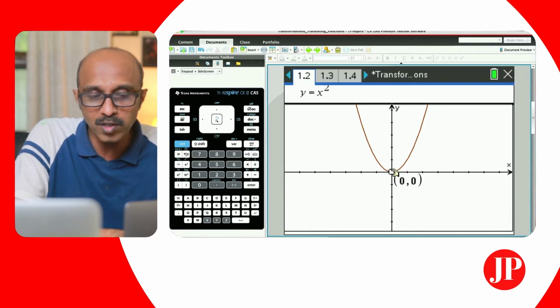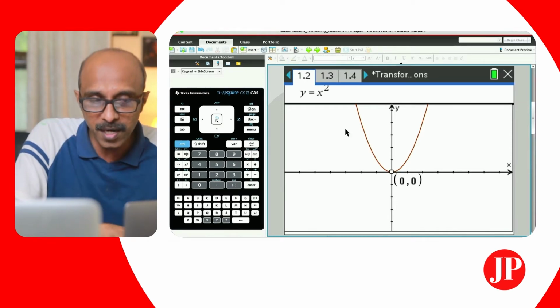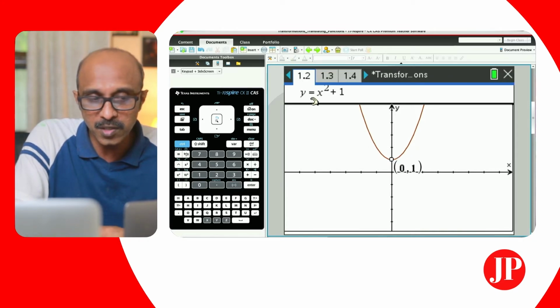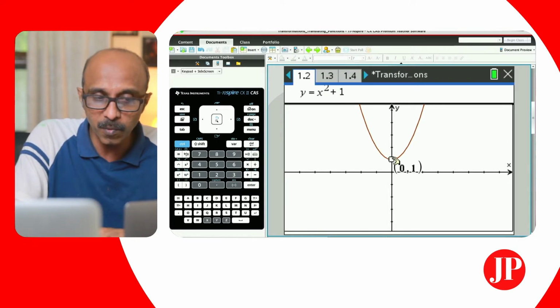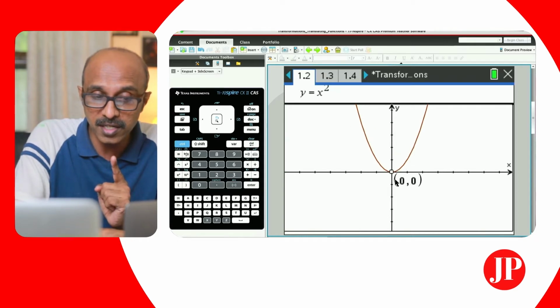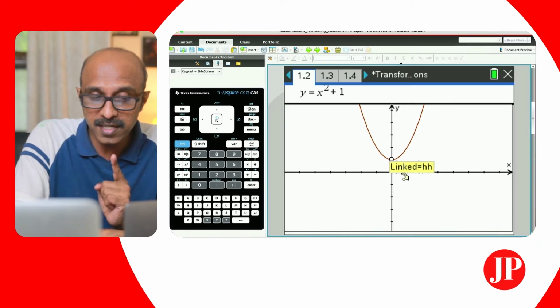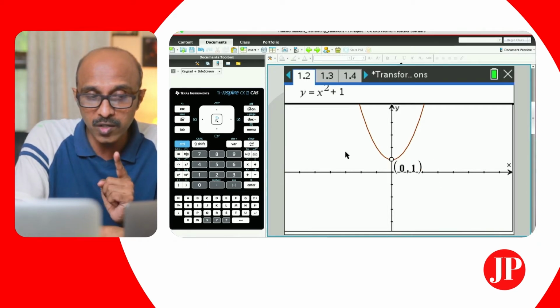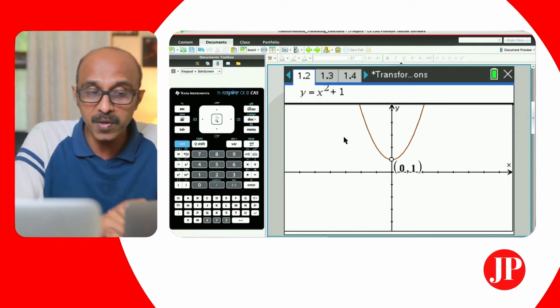Let's move the vertex up. Keep an eye on the equation and keep an eye on the quadratic curve. When I move it up by 1 unit, can you see what has happened to the equation? It's x squared plus 1. The vertex has changed to 0, 1. It was 0, 0. Let's do that again. See, it's 0, 0. You moved up by 1. The vertex has now become 0, 1, and the equation, y equals x squared for the parent function, has become y equals x squared plus 1.